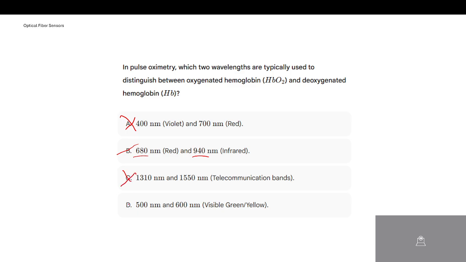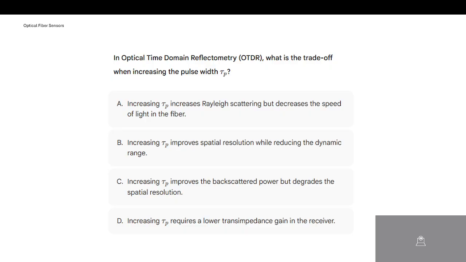This 1350 and 1310 and 1550 is not correct. 500 and 600 also not correct. So this is how it works. Moving towards the next question, which is in optical time domain reflectometry, OTDR, what is the trade-off when increasing the pulse width tau p? Increasing tau p increases Rayleigh scattering but decreases the speed of light in a fiber.